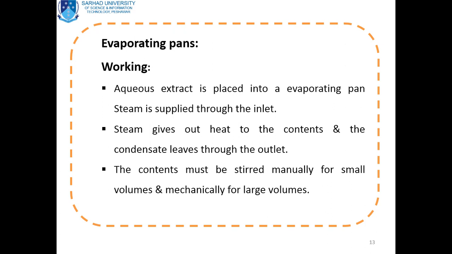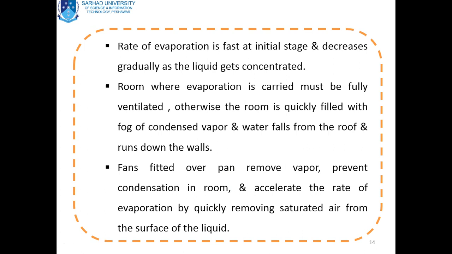be stirred manually for small volumes and mechanically for large volumes. The stirring process can be done manually for small volume contents, but if the quantity is larger, then mechanical shaking is done for the contents. This operation is fast at the initial stage and decreases gradually as the liquid gets concentrated. When the liquid becomes concentrated, the rate of operation becomes slower because the latent heat of evaporation, which causes the formation of vapors, is minimized because of the small quantity of liquid film to be evaporated, which we have discussed in the heat transfer chapter as well.